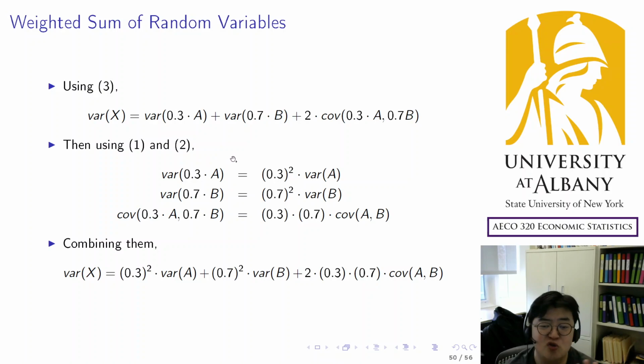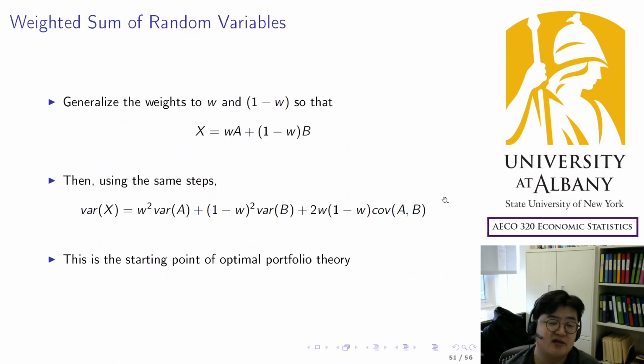Okay, so you don't need to memorize it. It is just combining all the formulas, all the properties we have learned up to this point. And this is a generalization. Instead of 30%, you put W, and 70% is 1 minus W. Then you can simplify the formula in this way with two assets.